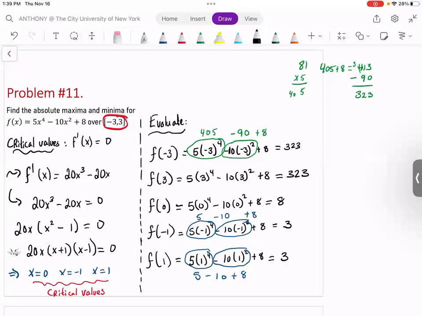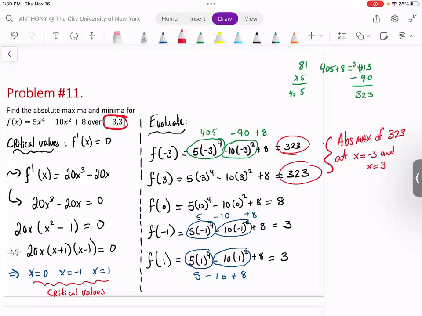And now you can compare. The maximum value is 323. So you have an absolute max of 323 at two values of x. Those values were negative 3 and positive 3. You have minimum values of 3. So you say absolute min of 3 at x equals negative 1 and x equals positive 1. And that will be it. That's your solution to problem number 11.